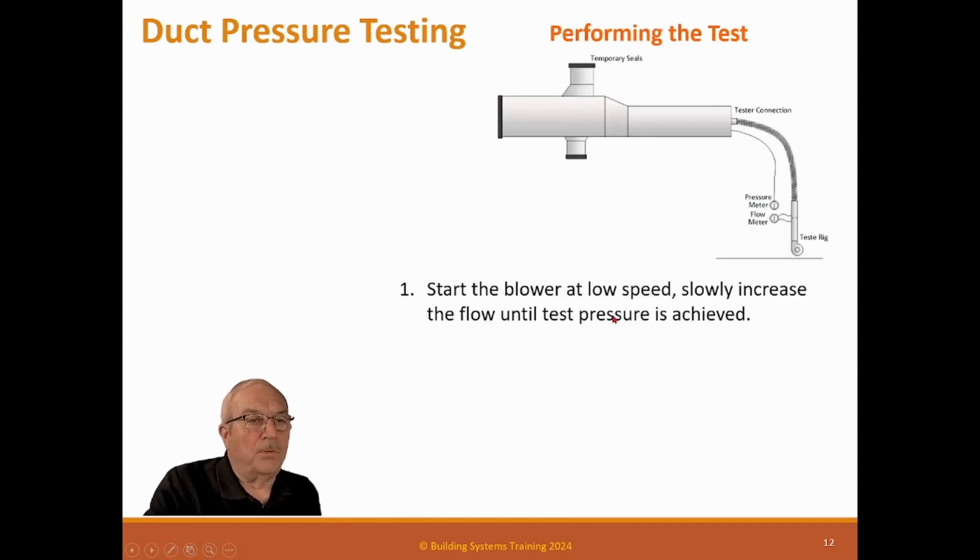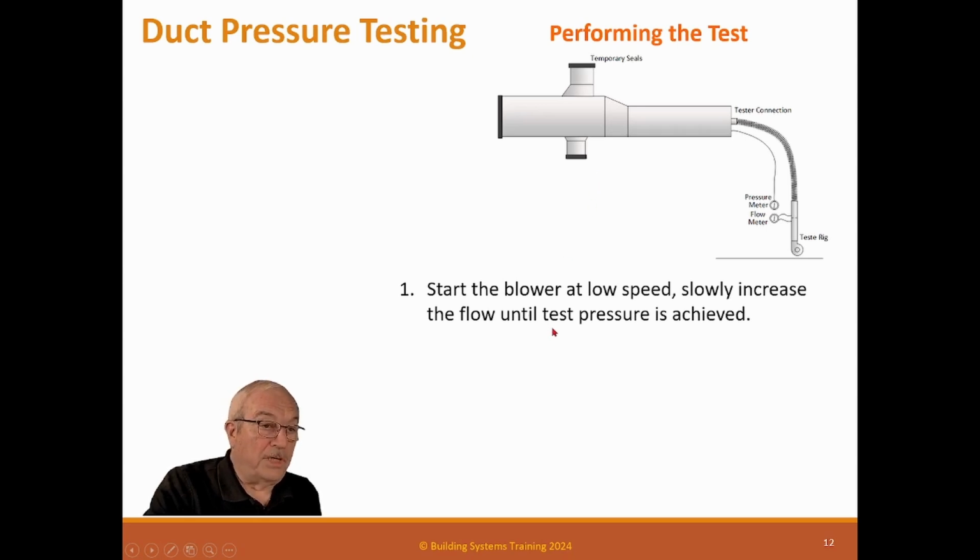So start the blower at low speed. Slowly increase the flow until the test pressure is achieved. You want to do it slowly because of a couple of things. One, you don't want to test too fast because you might rupture some of your seals. But two, you may not get the pressure. So that's something you need to know.